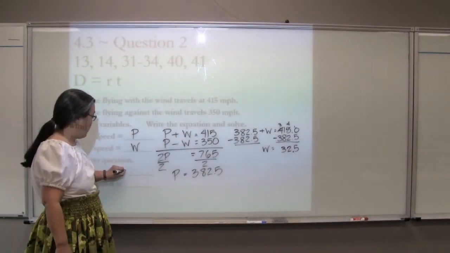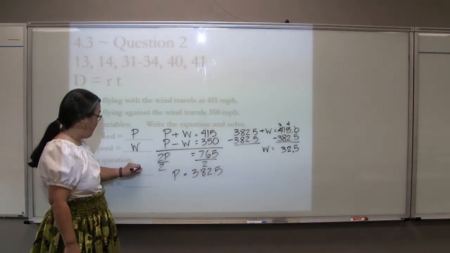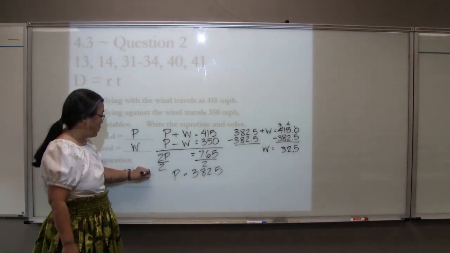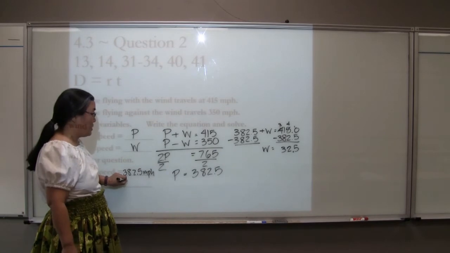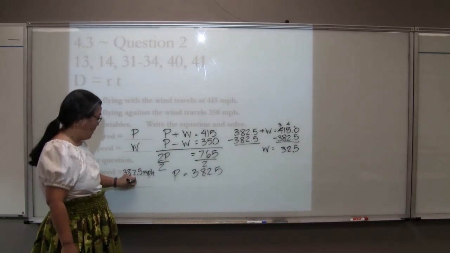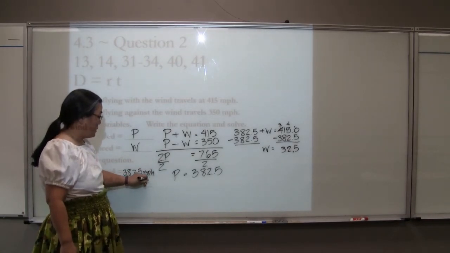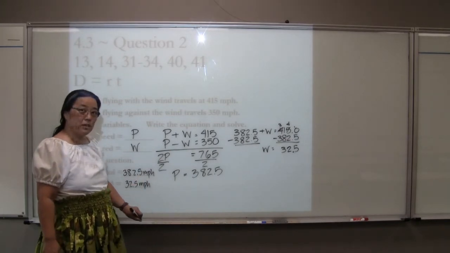Our plane is going 382.5 miles per hour. Make sure you label. And the wind is going 32.5 miles per hour. If it gets too much faster than that, you might not want to be flying.